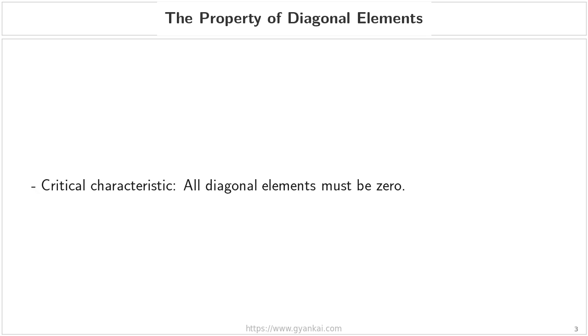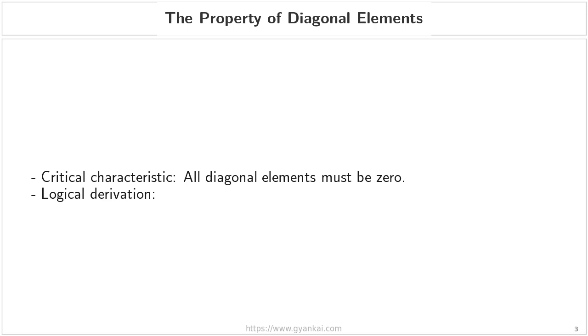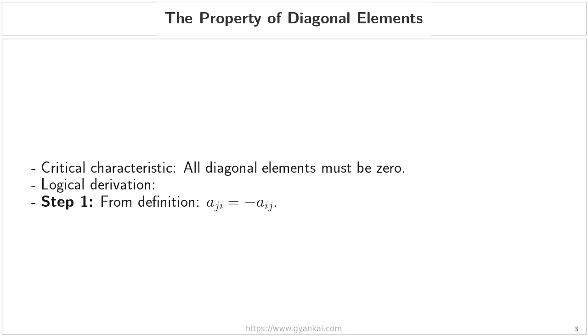The property of diagonal elements. Now that we have established the definition of a skew symmetric matrix, let us look at a critical characteristic that you must always remember. All diagonal elements of a skew symmetric matrix must be zero. You might wonder why this is the case, so let us walk through the logical derivation together. First, let us refer back to the definition we just discussed. We know that for a skew symmetric matrix, the element in the jth row and ith column is equal to the negative of the element in the ith row and jth column.